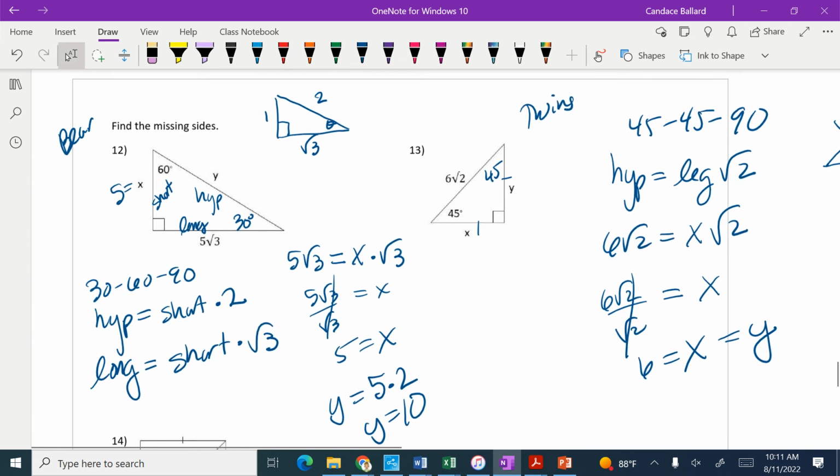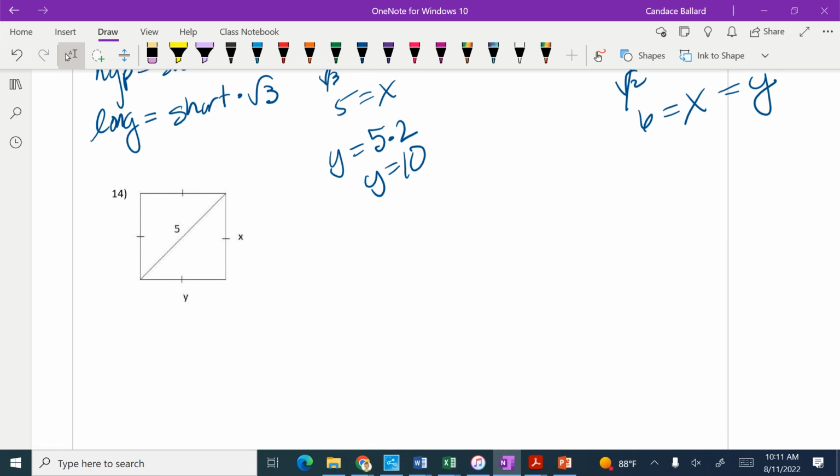Okay, there's one more there. I want you to take a minute or two and try to do number 14. See if you can think about the strategy we just used up there. I promise we've done it in the last couple of minutes. See if you can figure out x and y on 14.